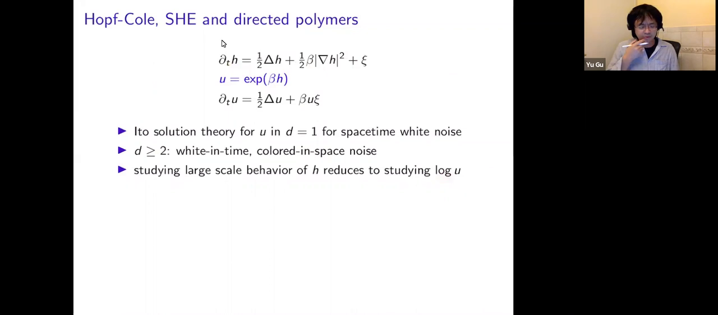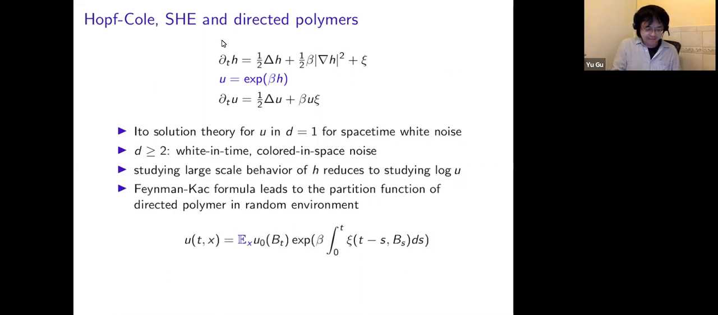There's one drawback of this approach. If you want to study a more general Hamilton-Jacobi equation, for instance, where you don't look at this quadratic nonlinear term but instead some phi of grad h, where phi is not necessarily quadratic, then this approach will not work because there's no Hopf-Cole transformation. So we'll rely on this Hopf-Cole transformation.